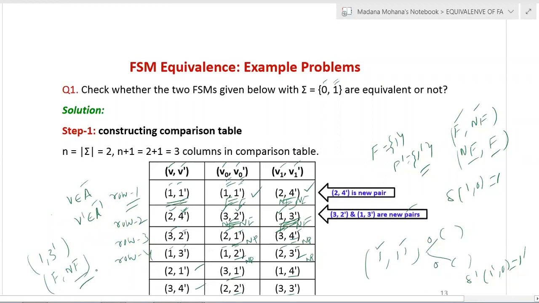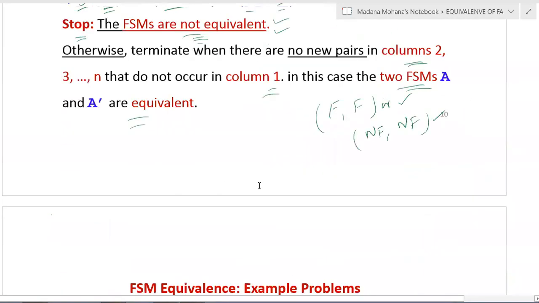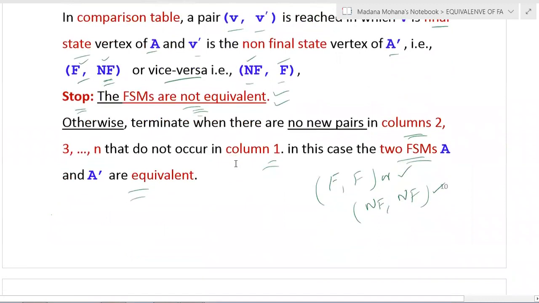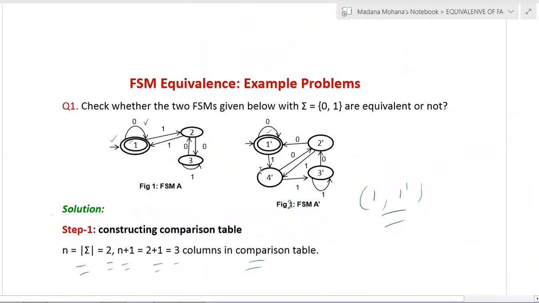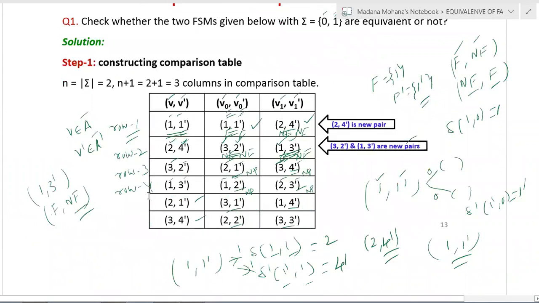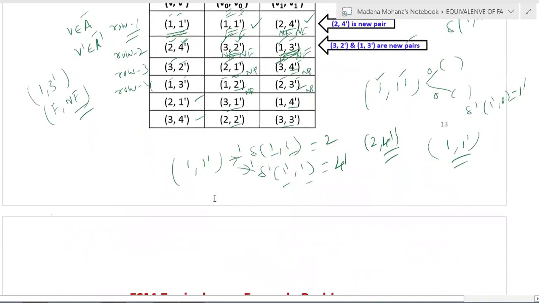As per the theorem, step 2, establishing the equivalence of two FSMs. See the first case: F comma NF or NF comma F. If any one case exists, we have to stop. The FSMs are not equivalent. So even in the second row itself, we obtained the combination final state comma non-final state. If any one combination exists, the remaining need not be checked. So now you can see the conclusion here.